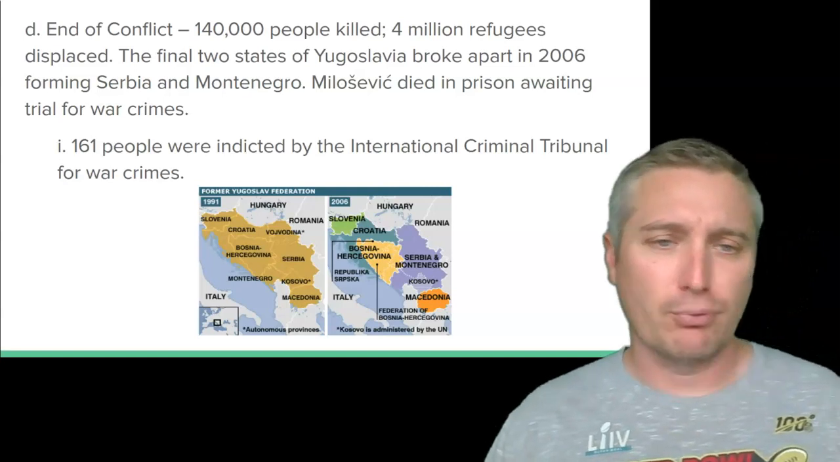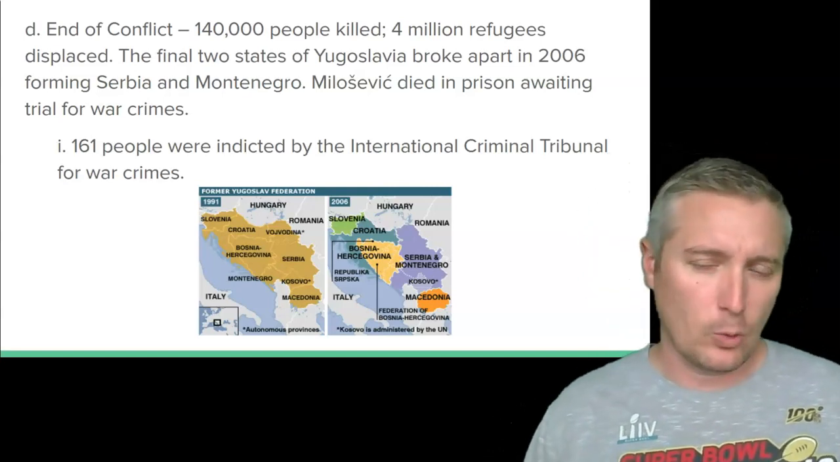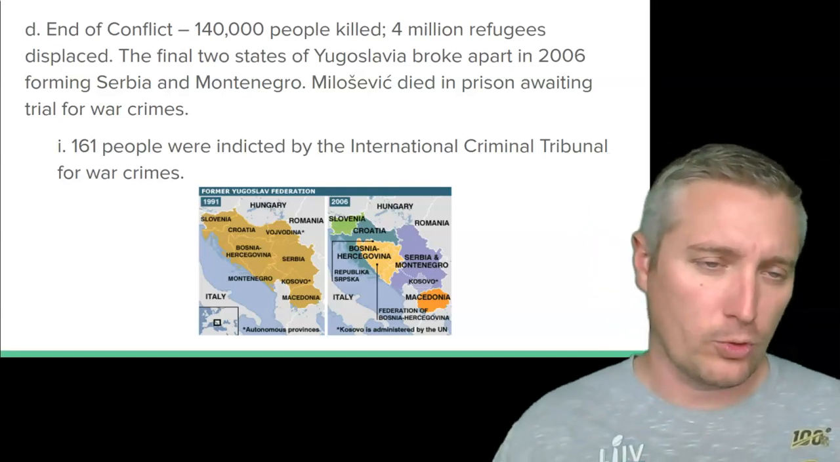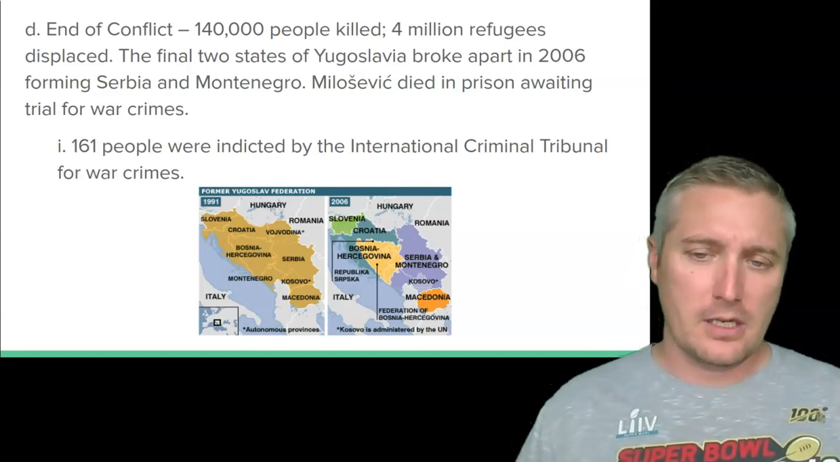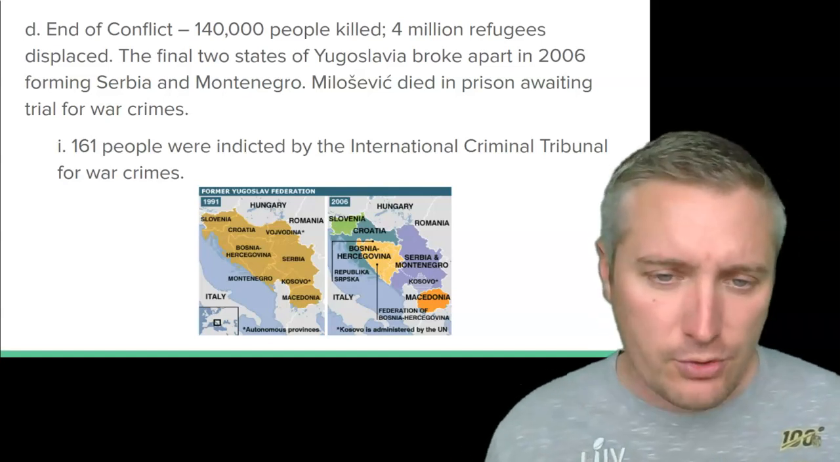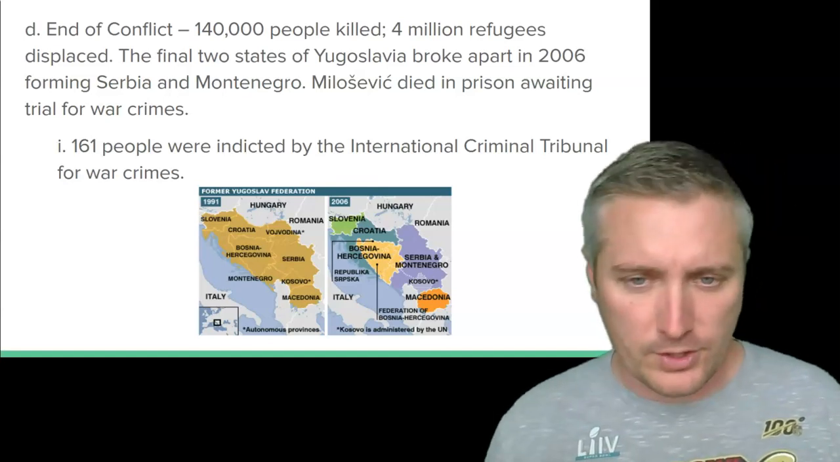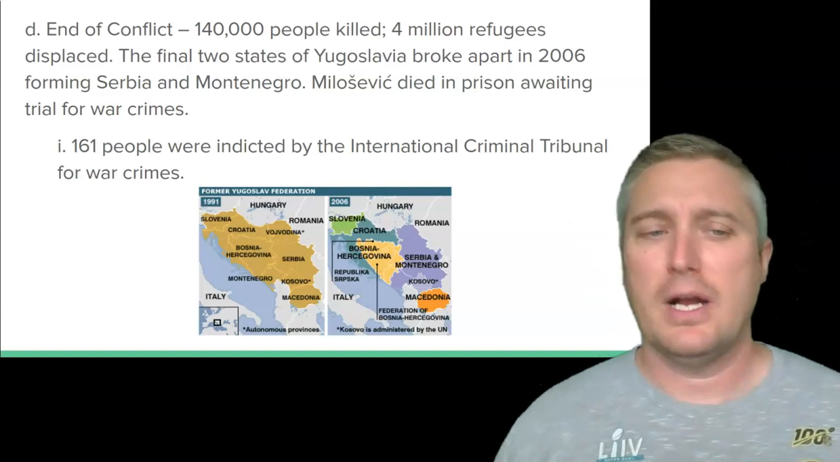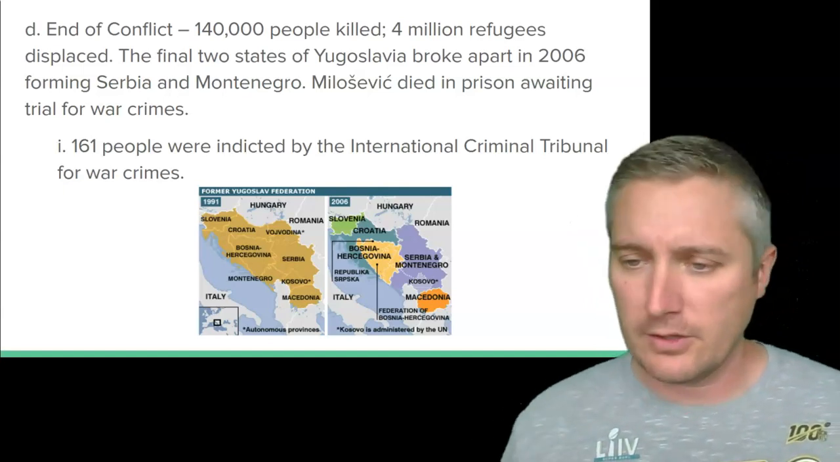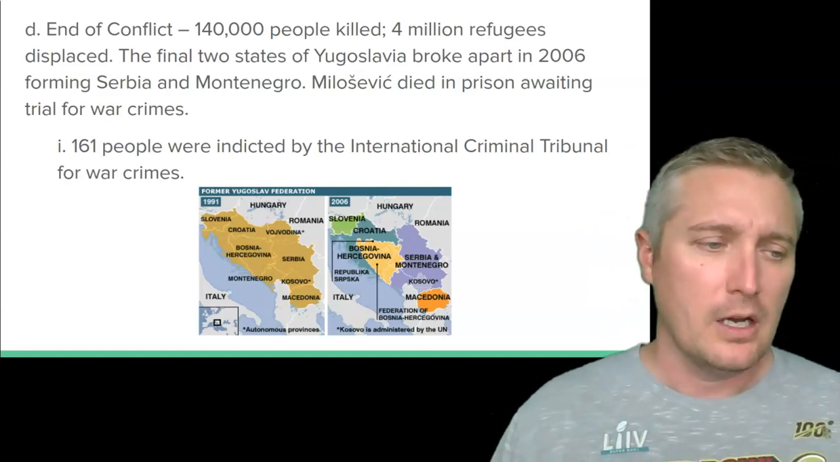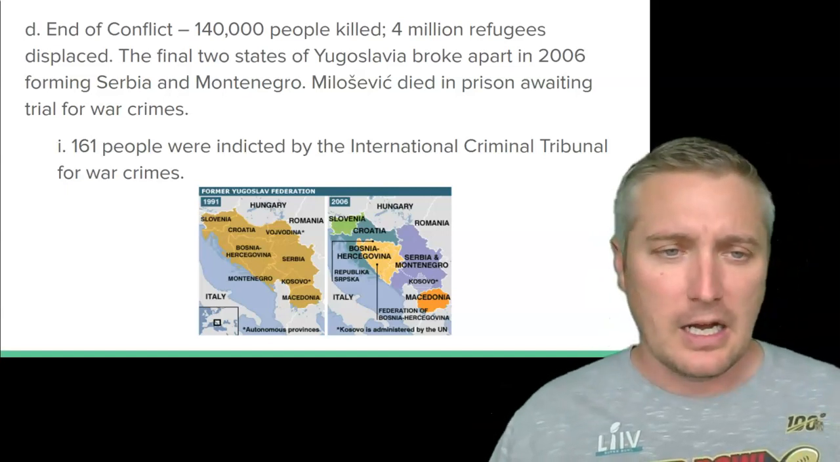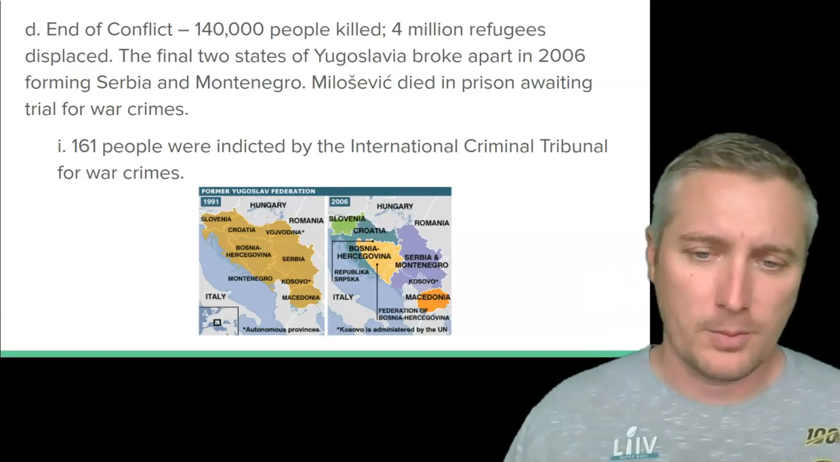Milosevic would die in prison of a heart attack, I believe, awaiting his trial on war crimes. All told, there have still been prosecutions of these war criminals. 161 people that were involved with the Serbian military have been prosecuted for war crimes, including the ordering of rape and torture of the Bosnian Muslims, and they have been brought before the International Criminal Tribunal.